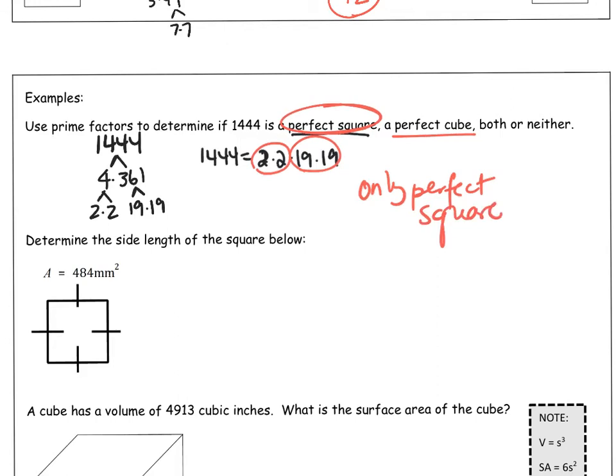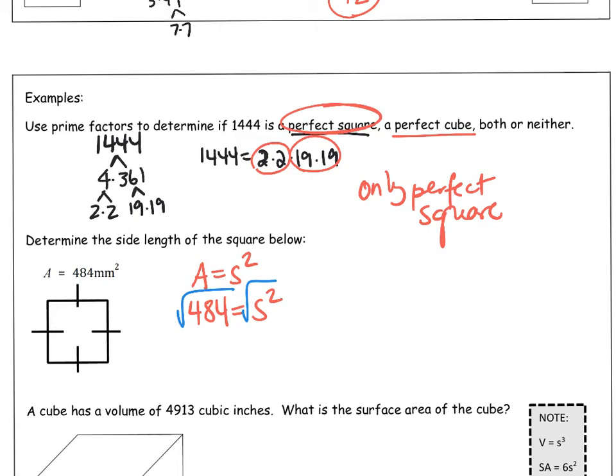Okay, determine the side length of the square below. So what I know is that the area of a square is side squared, right? So the area of this is 484. So to solve, just like the opposite of multiplying is dividing, the opposite of adding is subtracting, the opposite of squaring is square rooting. So I'm going to square root 484.